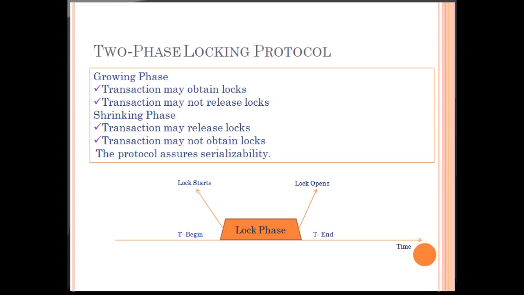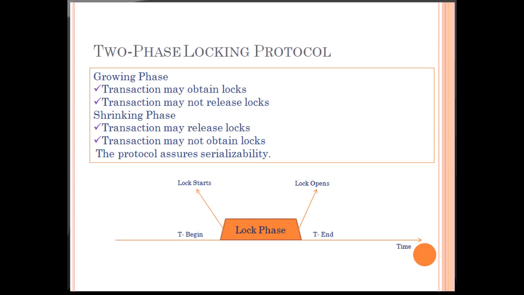The two-phase locking protocol. The two-phase locking protocol defines the rules of how to acquire the locks on a data item and how to release the locks. The two-phase locking protocol assumes that a transaction can only be in one of two phases, either in the growing phase or in the shrinking phase.